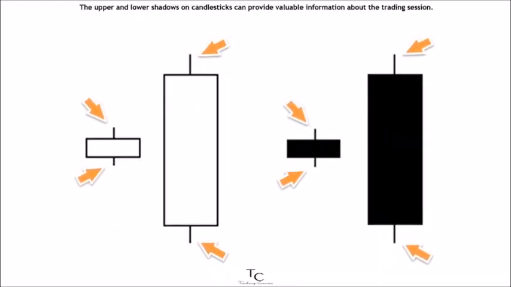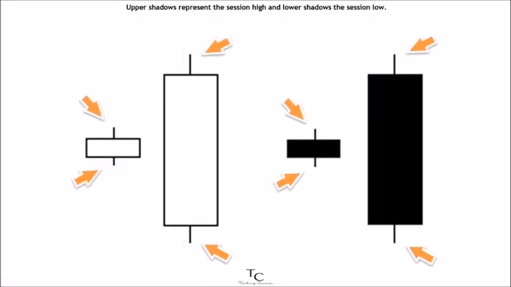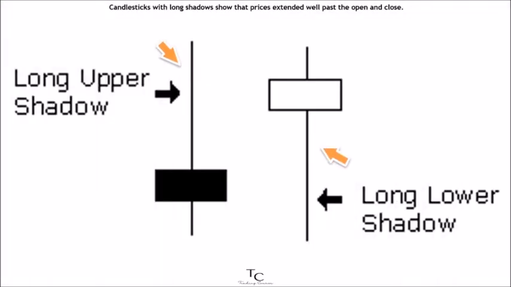The upper and lower shadows on candlesticks can provide valuable information about the trading session. Upper shadows represent the session high and lower shadows the session low. Candlesticks with short shadows indicate that most of the trading action was confined near the open and close. Candlesticks with long shadows show that prices extended well past the open and close.